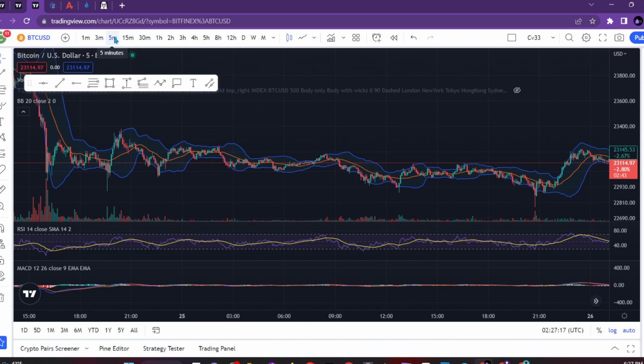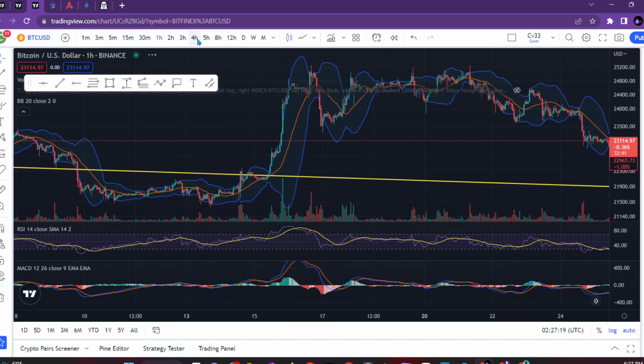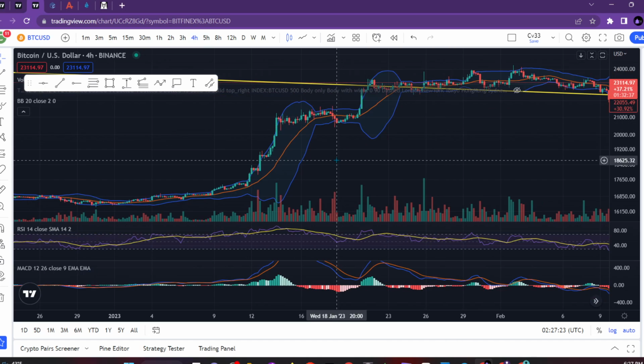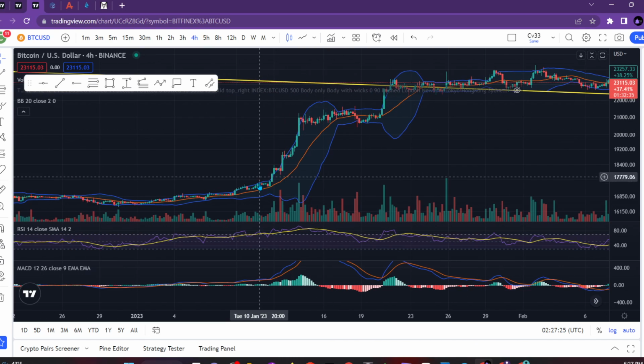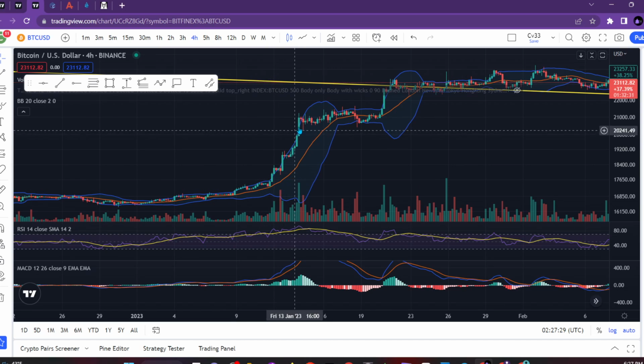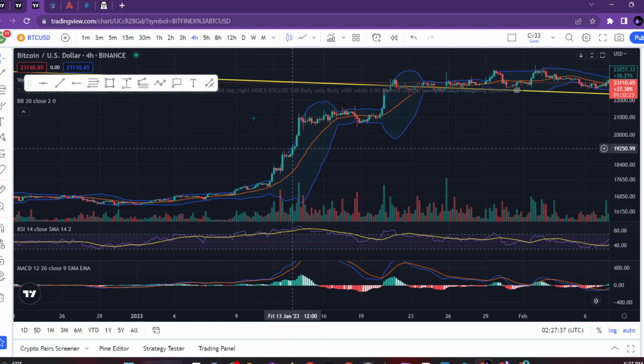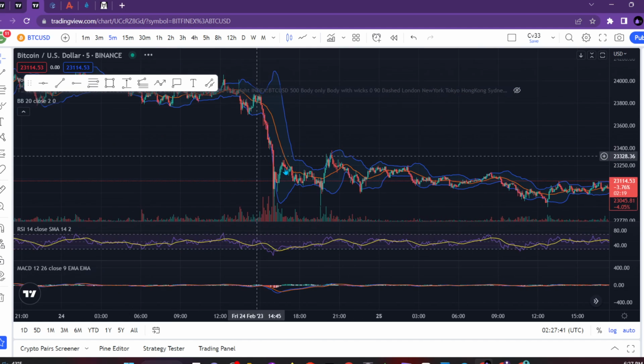And if you're doing the 5 minute, I'm looking at that 4 hour, because I want to see what it's doing on a bigger time frame. If this is 4 hours, how many 5 minute candles are in here? A lot, right? Because each candle here indicates 4 hours, meaning every 4 hour candle divided by 5 minutes, there's going to be a lot of patterns in there. So you're going to see a whole bunch of patterns.